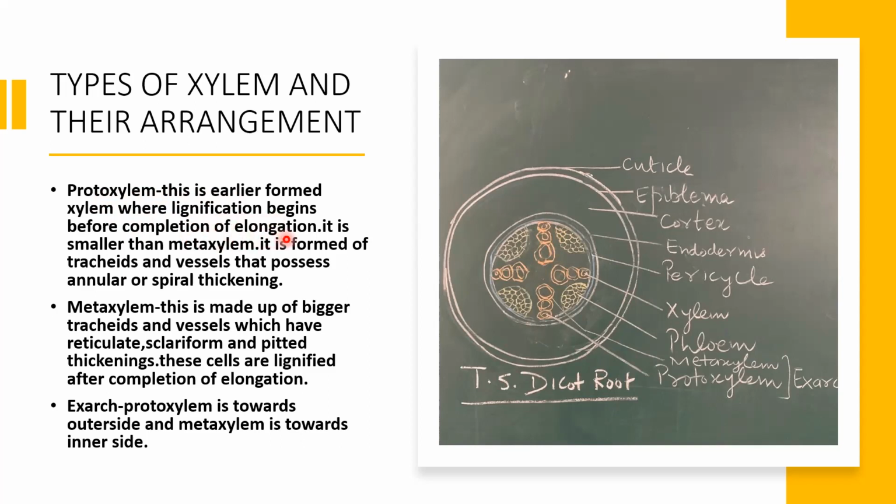It is again made up of tracheids and vessels, with annular and spiral thickening. What are annular and spiral thickening? This we have discussed in video 1 of xylem tissue, so you have to check that video for understanding annular and spiral thickenings. But when xylem has fully developed, then lignification may be in the form of reticulate, scleriform, and pitted form. Again, go to video number 1 to understand the different kinds of thickenings of the xylem tissue. So bigger tracheids and vessels forming xylem tissue are called metaxylem, and smaller ones are called protoxylem.